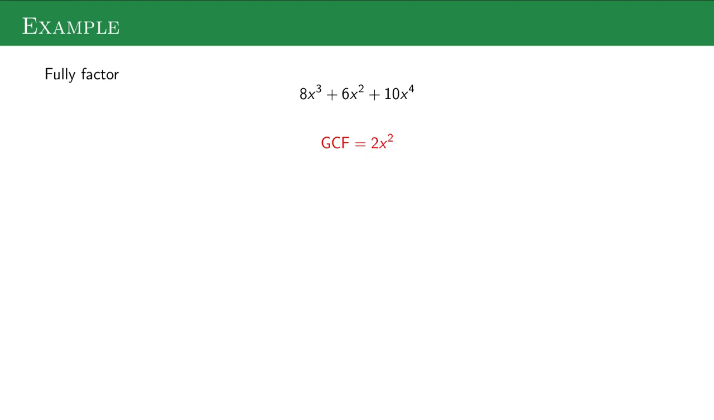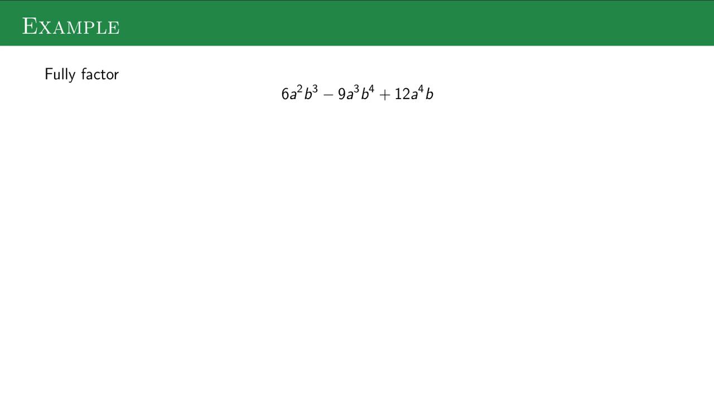And then I divide that all out. So I pull the 2x squared out from everything else. I'm dividing it away. 8 divided by 2 is 4. I had 3 copies of x, but I'm getting rid of 2, so I have 1 copy left over. 6 divided by 2 is 3. I'm getting rid of both of these copies of x, so there's none left. 10 divided by 2 is 5. I'm getting rid of 2 copies of x, so there's 2 left over. So this is my fully factored expression now that I've factored out the greatest common factor.